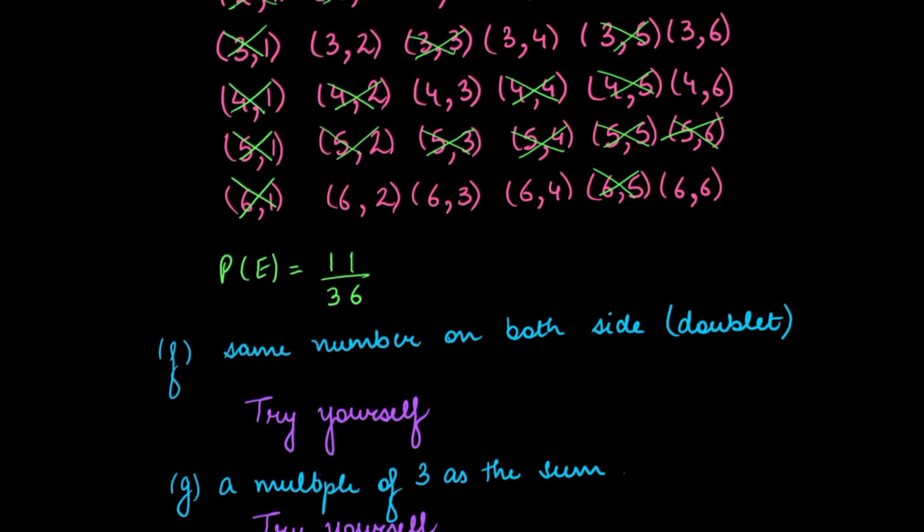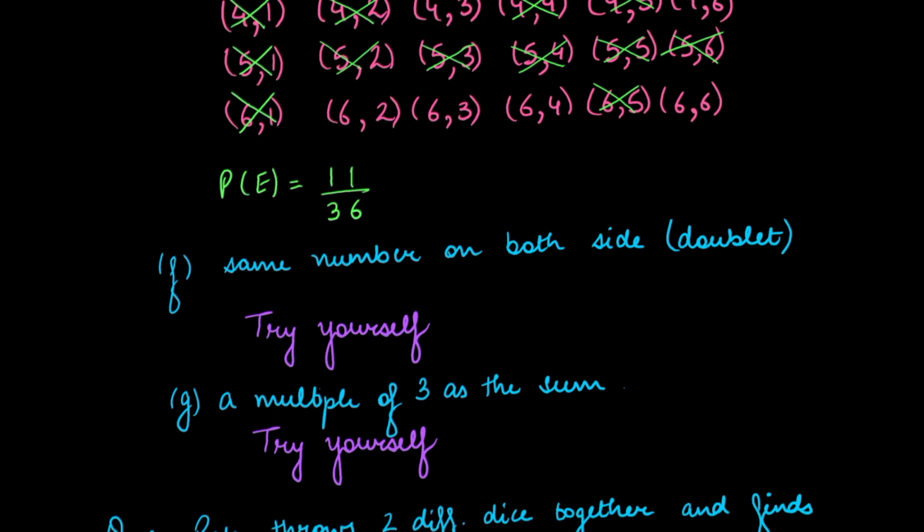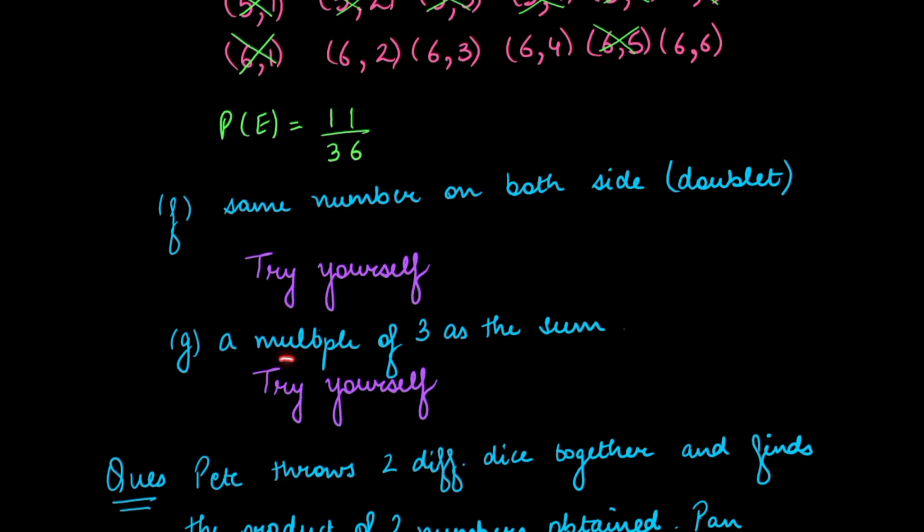Same number on both sides, doublet. I have just told you what is a doublet, so you can try it by yourself. The answer will be 1 by 6. A multiple of 3 as a sum. Try it by yourself. Write the sample space neatly. Cancel out the non-favorable outcomes and then just count the number of favorable possible outcomes, and the probability will be very easy to find.